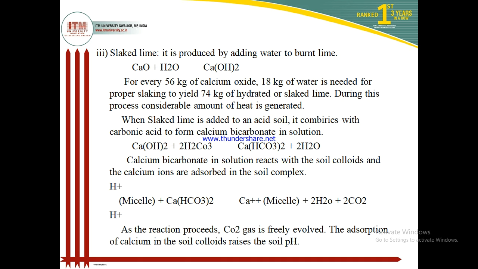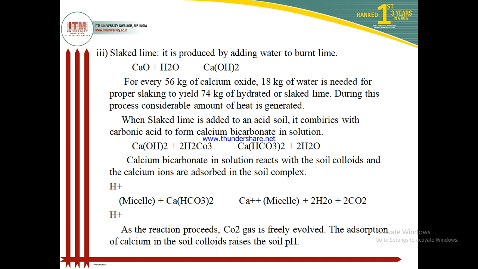When slaked lime is added to an acid soil, it combines with carbonic acid to form calcium bicarbonate in solution. Likewise, Ca(OH)2 plus 2H2CO3 gives Ca(HCO3)2 plus 2H2O. Calcium bicarbonate in solution reacts with the soil colloid and the calcium ions are adsorbed in the soil complex.